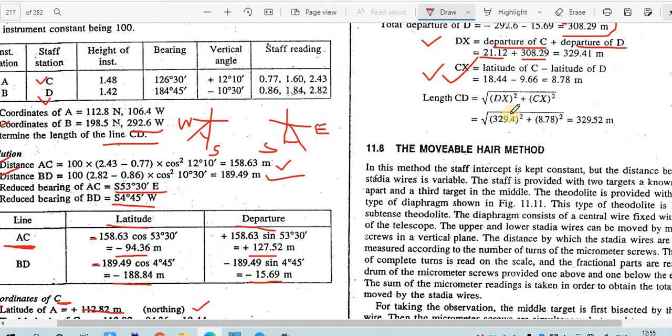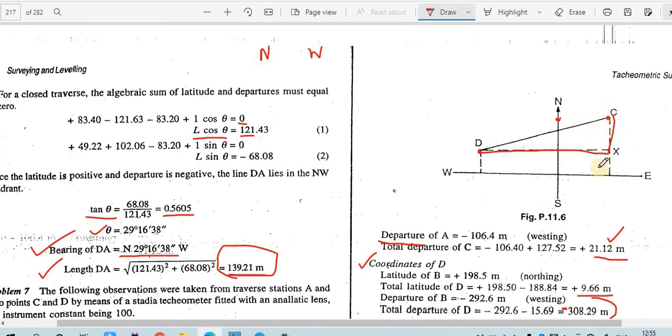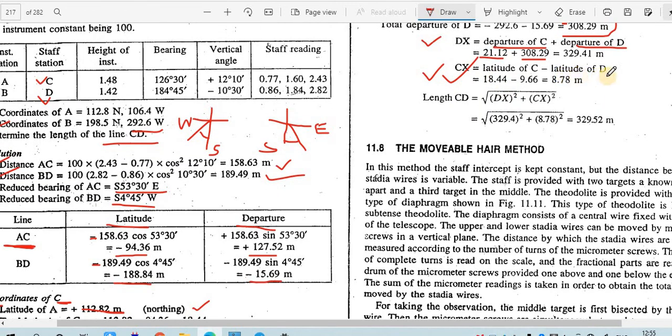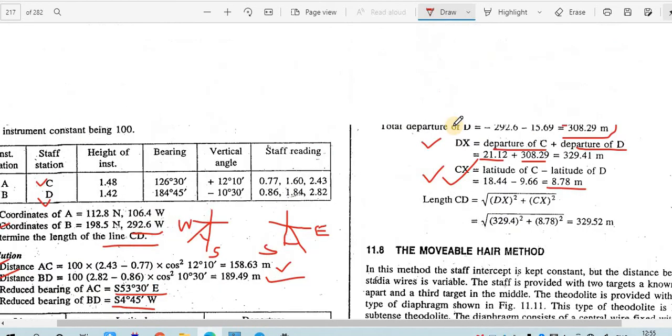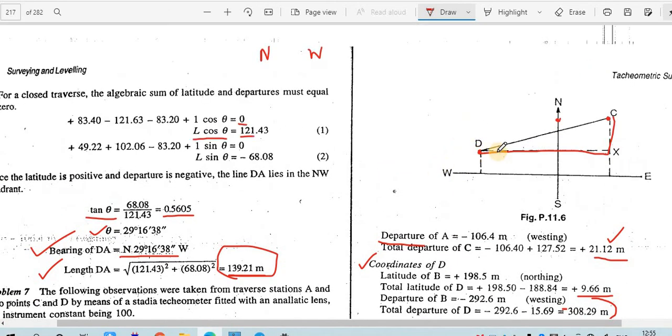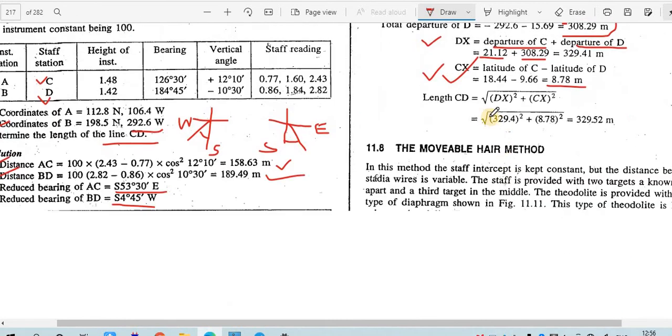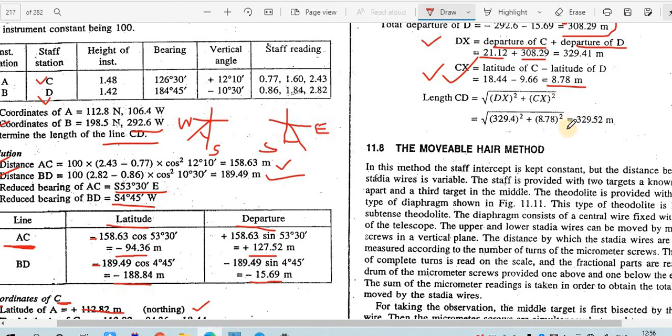And CX, we can also calculate CX. CX is nothing but the latitude of point C minus the latitude of point D, which is coming out to be 8.78. So the length of CD will be what? By using the hypotenuse theorem, CX square plus DX square, under root of DX square plus CX square, that will give you the length of CD, which is coming out to be 329.52 meter. Hope you have understood how we have calculated this.